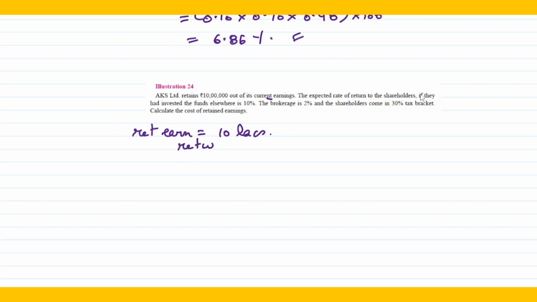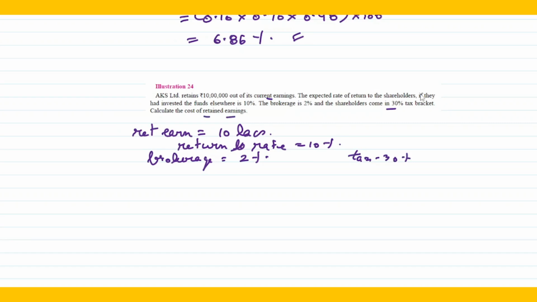So the return rate is given as 10%. And it says the brokerage is 2%. So you are given the brokerage, which is 2%. The shareholders come in the 30% bracket, and the tax rate is given as 30%. Calculate the cost of retained earnings.